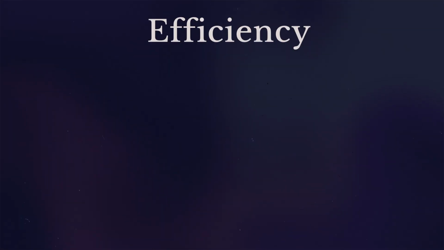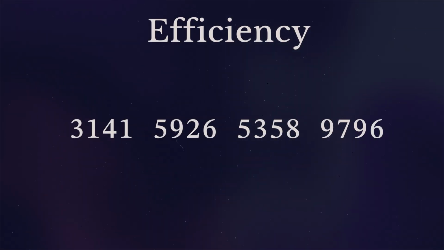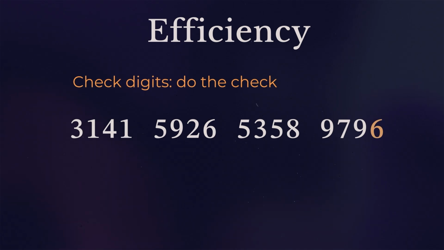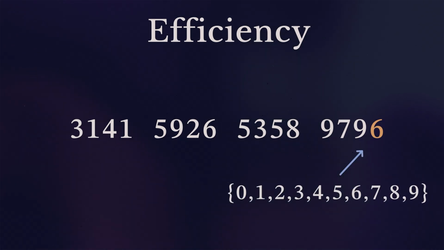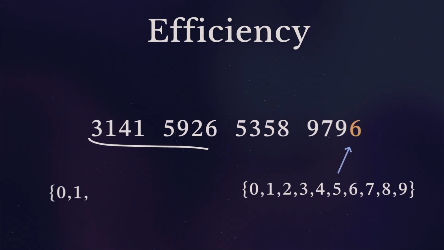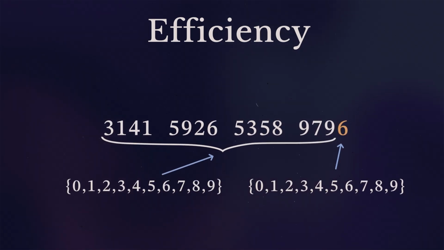Let's start with efficiency. Check digits have only a technical role, the check itself. So for efficiency, we want to minimize the number of check digits, and the minimum is just 1. A single decimal digit has 10 possible values, 0 through 9. So whatever total value we compute over the rest of the digits has to be compressed into that range. The way to do that is using modulo 10.